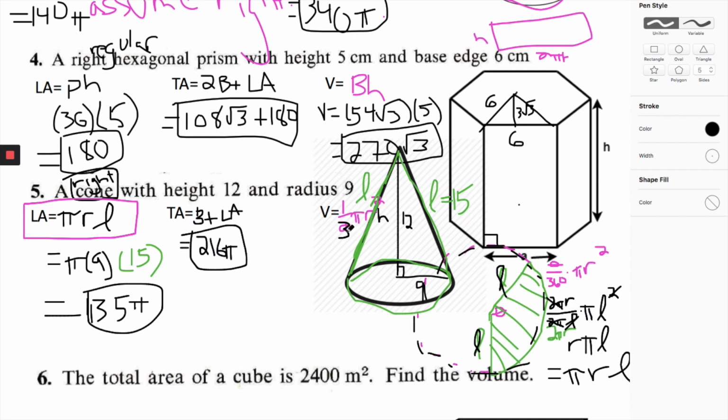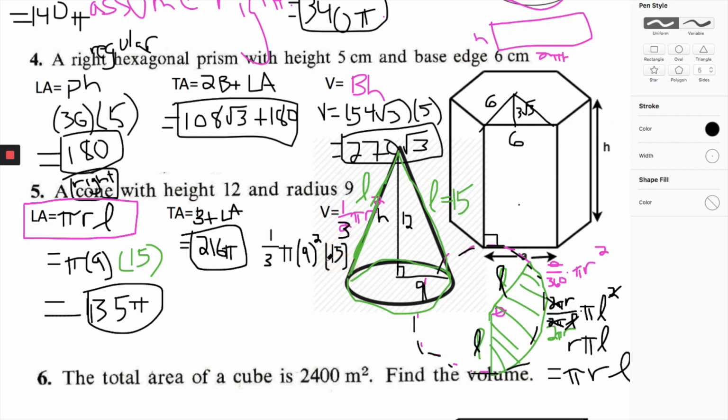And this was just simply, we got to input right here. Volume is going to equal 1/3 pi r squared, so the base area, times the height. So r squared again is 9 squared, times the height, which is 12, not 15 like I'm writing down here. 12 is the height. 15 is the slant height. I should have done 12.